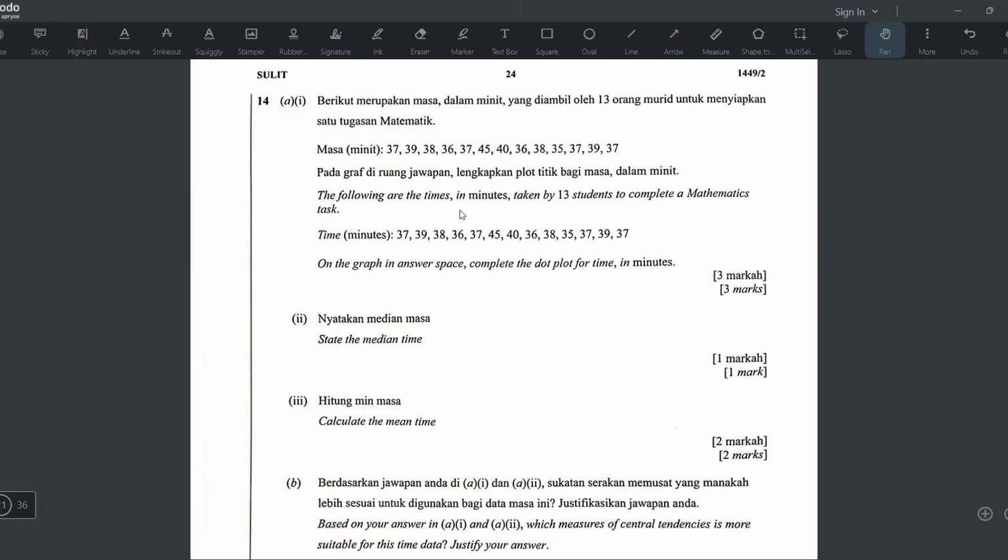Okay, let's do 14. What is this? Following are the times in minutes taken by 13 students to complete a mathematics test. Okay, this looks like the measures of dispersion question, and it's ungrouped data.